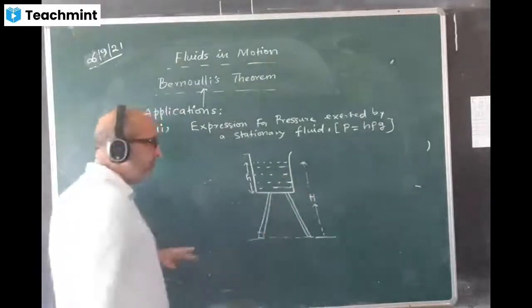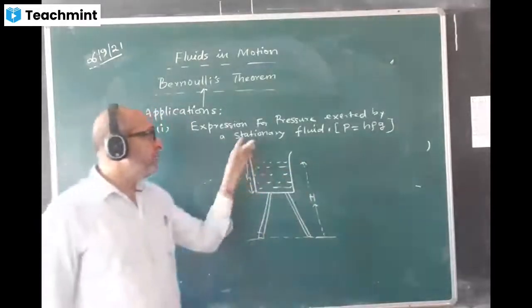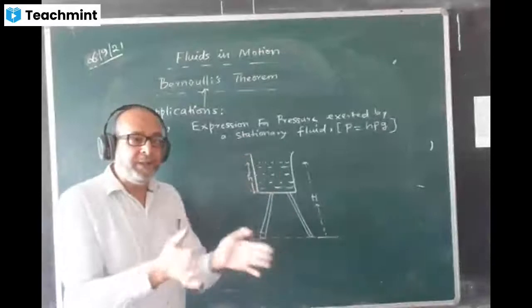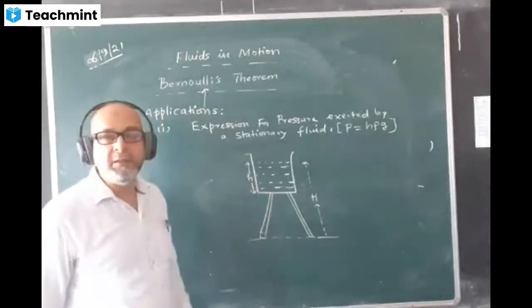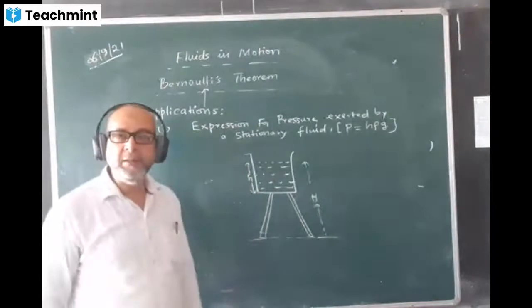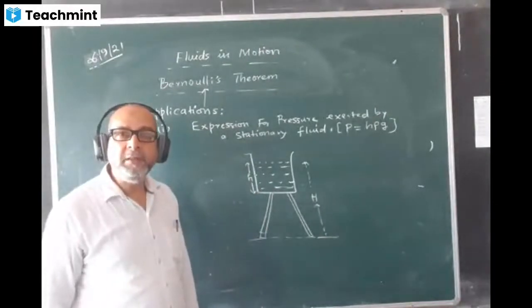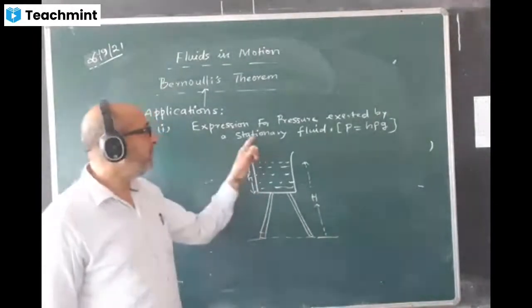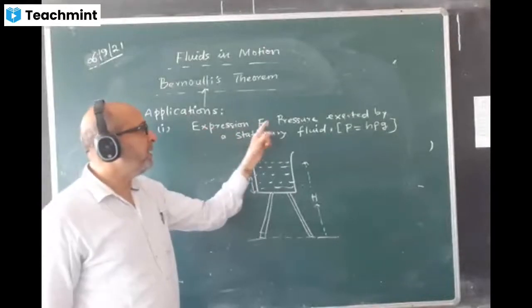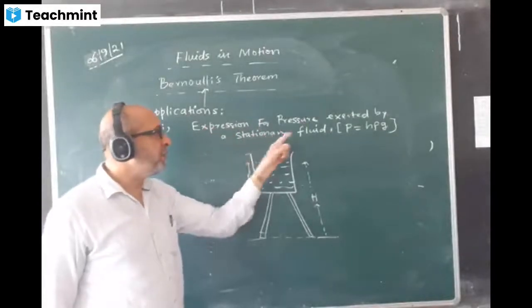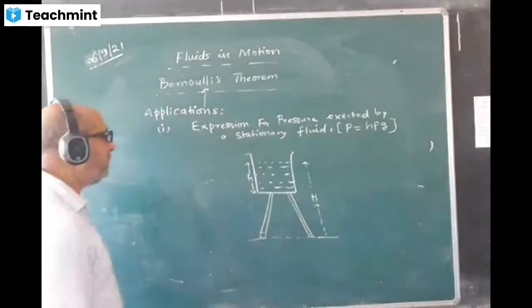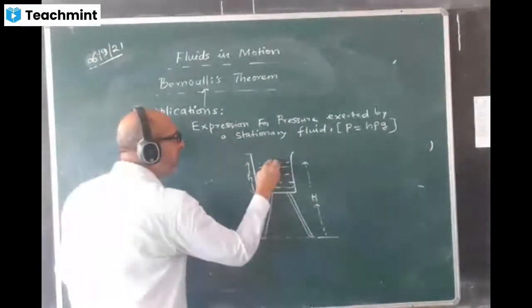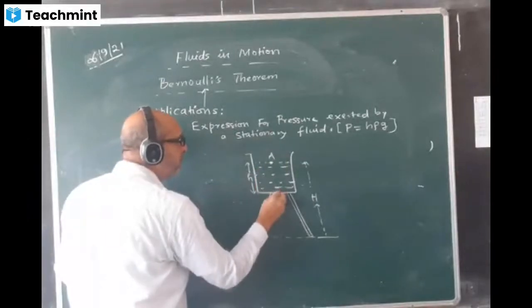But what kind of liquid is this? The liquid is stationary. The liquid is kept in a closed container, at rest inside the container. It's not moving, it's just staying there. That's why I've written here: expression for pressure exerted by a stationary fluid. Now I'll take this point as A and this point as B.